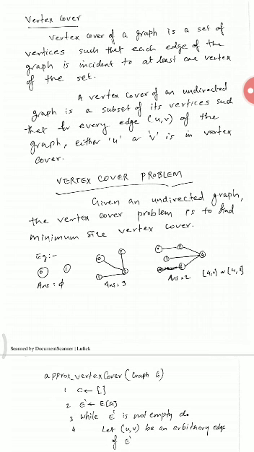Okay, so this problem is actually a difficult one. Difficult problem means I want to get a polynomial solution for the problem, but no polynomial algorithm exists for this problem. So the complexity is exponential time. Such problems are called difficult or hard problems.